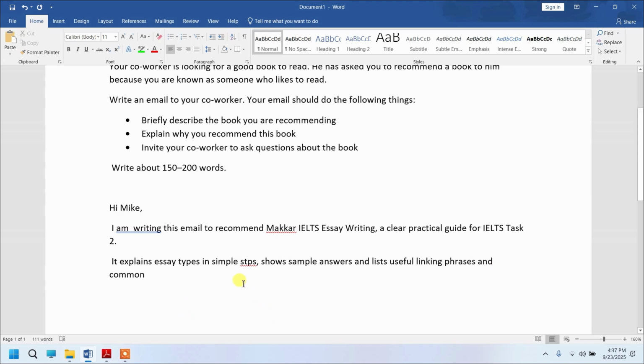Even in CELPIP we also have the same thing, and in IELTS we are having it already. CELPIP official Paragon company, every year they publish one book, common CELPIP errors. So simple steps like what should be your structure, then sample answer, definitely they will be there. Then useful phrases, templates, and common errors. Done.